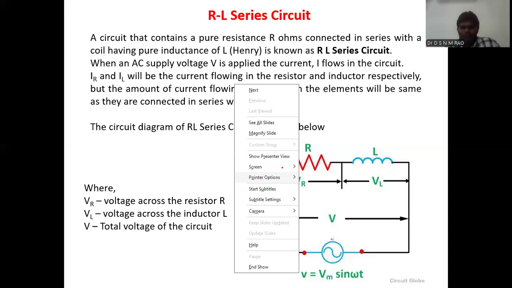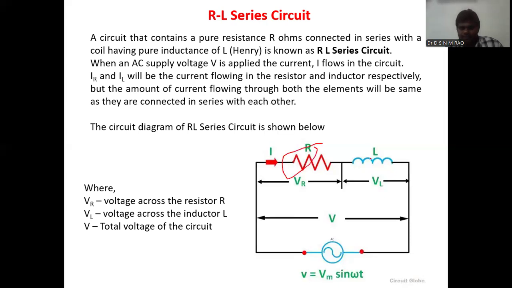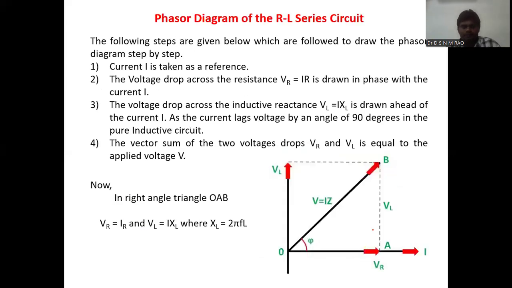So here there is a series combination of resistance and inductance. The voltage drop across the resistor is taken as VR and the voltage drop across the inductor is taken as VL, and the current flowing through both the resistor and the inductor is the same. Why? Because both are connected in series, and this series combination of resistor and inductor is excited by the AC supply V equals Vm sin omega t. VR is the voltage drop across the resistor, VL is the voltage drop across the inductor, and V is the total applied voltage. So we will draw the phasor diagram of the RL series circuit.